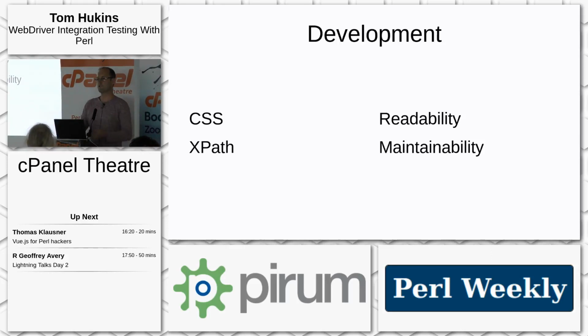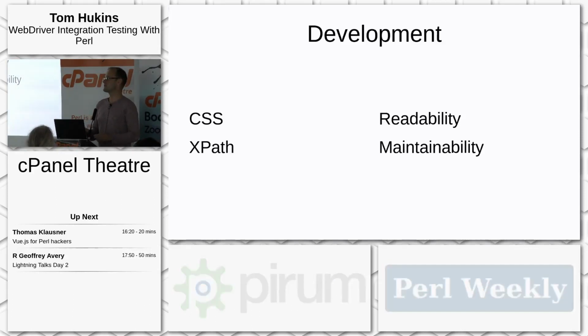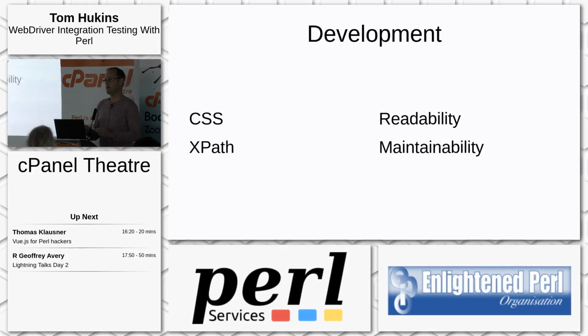And as you're writing your selectors, they need to be readable, because it's really easy to write very long XPaths that you then look at and you think, well, how did this ever work? Did it ever work? And they need to be maintainable. Maintainability isn't just about changing your client code. It's making sure that as the web application you're talking to changes, your selectors still work.